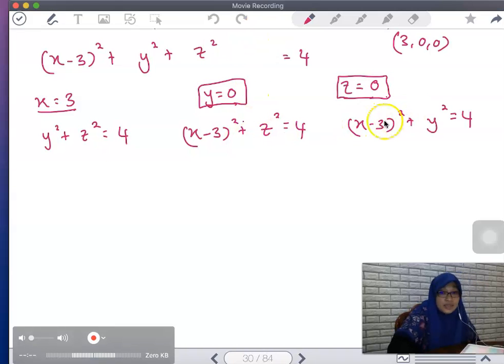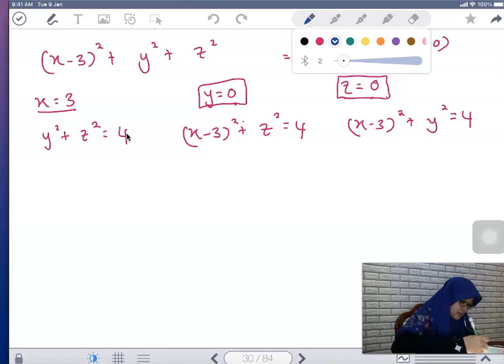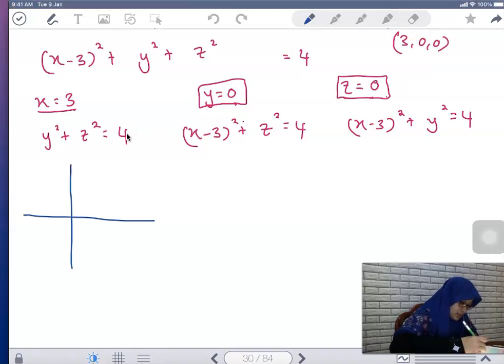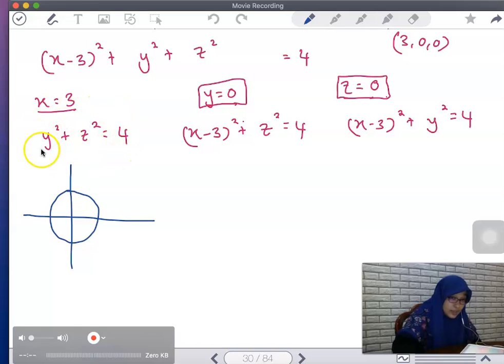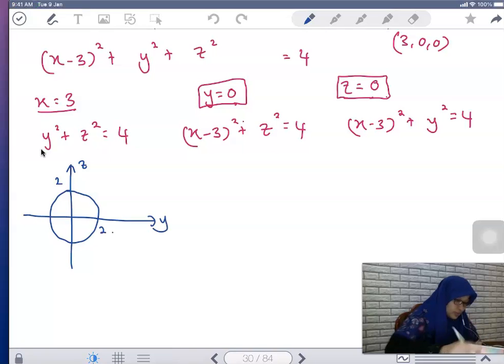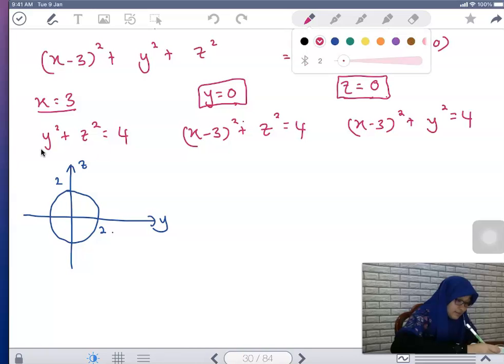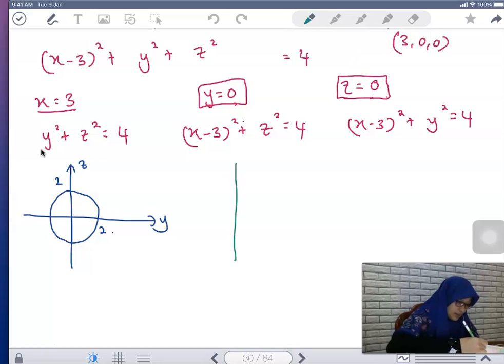So these are all circles, but the center is different. When you are standing along x equal to 3, not x equal to 0, you can see a circle with radius 2 and center at the origin of this particular equation. So in the zy plane, this is 2 and this is 2. And then the second graph on zx.